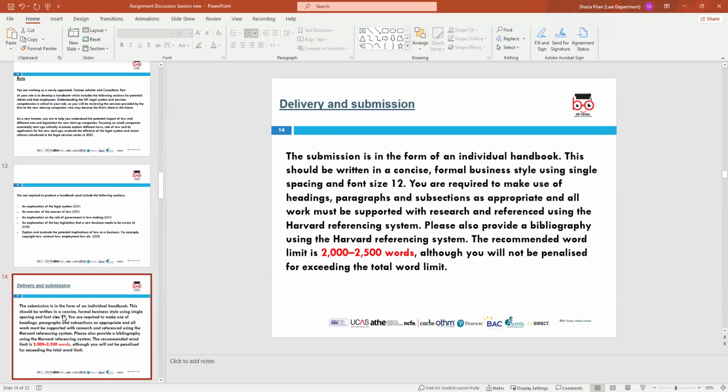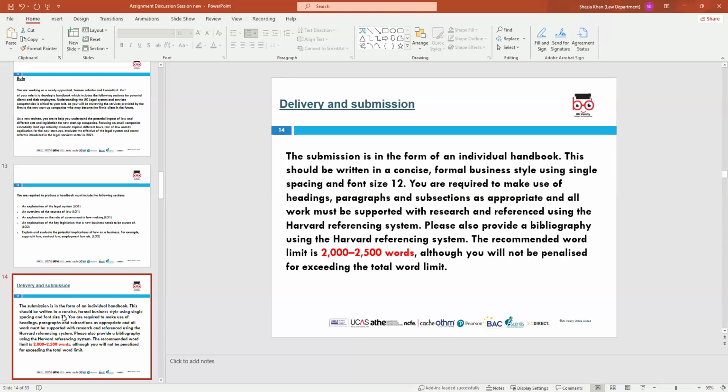The delivery and submission here. The submission is a form of individual handbook. This should be written in a concise, formal business style using single spacing and font size 12. You are required to make use of headings, paragraphs and subsections as appropriate, and it must be supported with research and reference using the Harvard system. Do not use bullet points, please, because it doesn't help the assignment and it's not professional and does not flow.